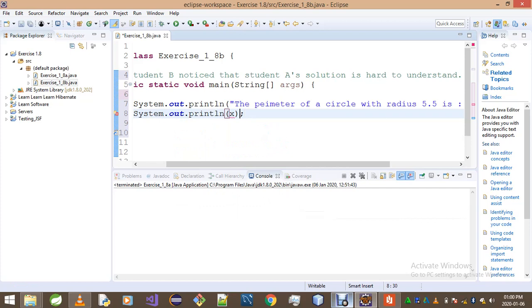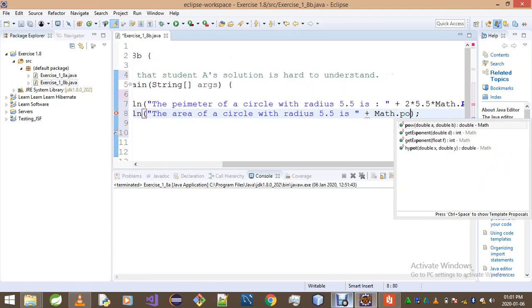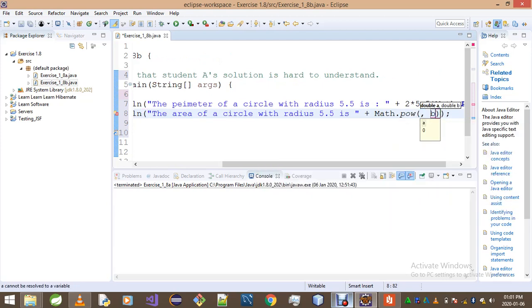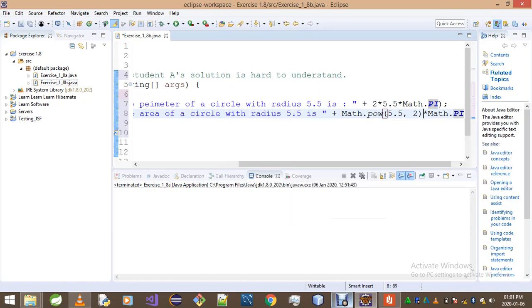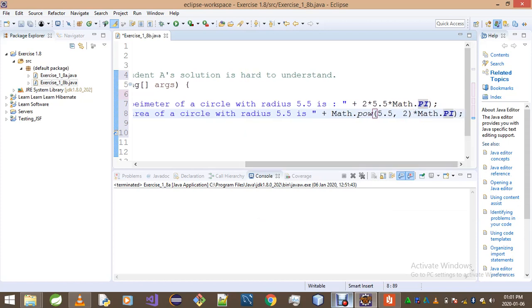Okay, again we have System.out.println. We go, the area of a circle with radius 5.5 is, Math.pow. I hope you still remember this. This is a base, so the base will be 5.5. We're basically writing r squared here. The exponent will be 2. And then we're going to say the whole thing multiplied by Math.PI. This is simply pi r squared, where r is 5.5.